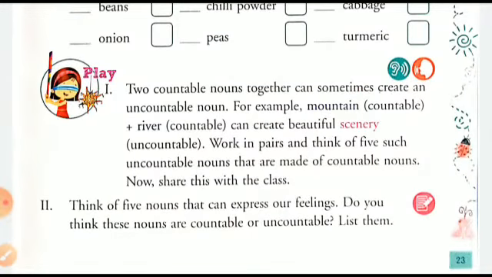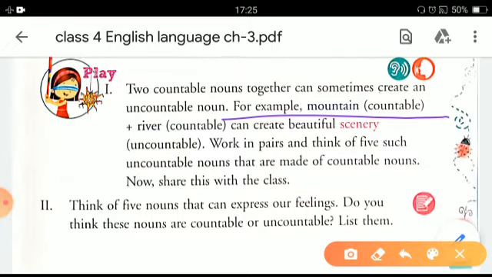Now, two countable nouns together can sometimes create an uncountable noun. For example, mountain, that is a countable noun. River is also a countable noun. But when we write them together, it can create a beautiful scenery, and that is an uncountable noun. Work in pairs and think of 5 such uncountable nouns that are made of countable nouns, and now share this with the class. You have to do it on your own.